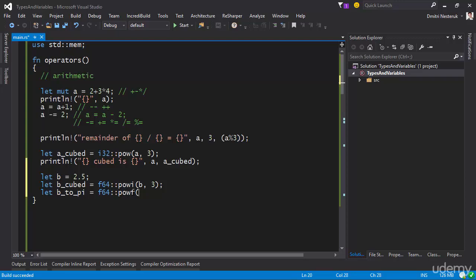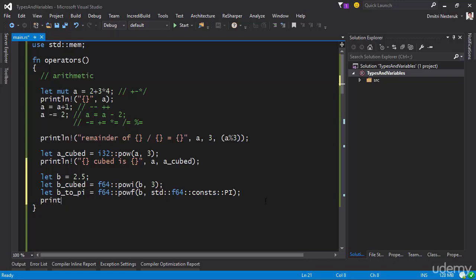So here we specify b, and the power is pi. So we want to take pi from the standard constants for F64. The way you do it is you say std::f64::consts::PI. You'll notice the constants are always capital. So that's how you take the constant of something.